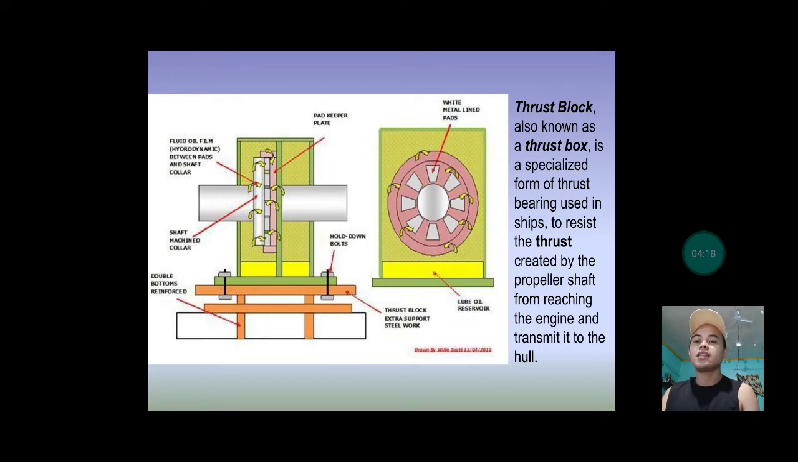And since the thrust block is also like a bearing, there is a lubrication for it to operate properly. So the forward thrust is transmitted to the hull of the ship.